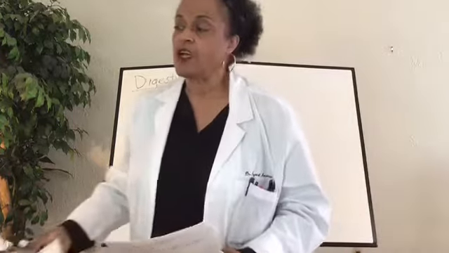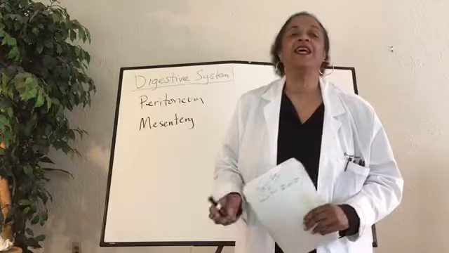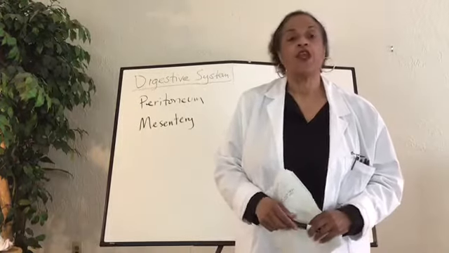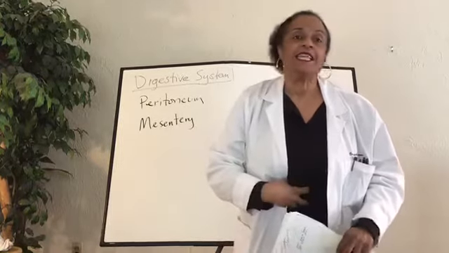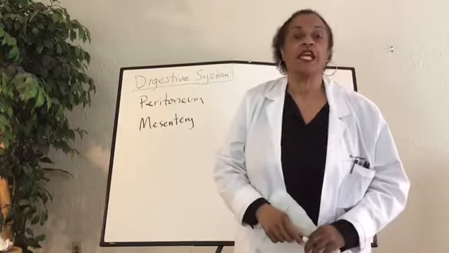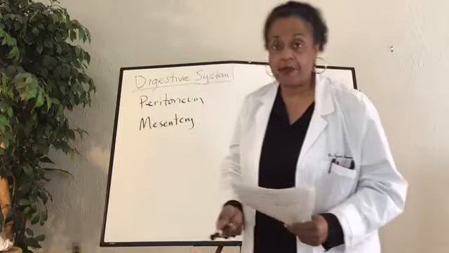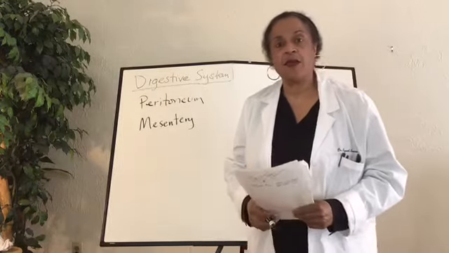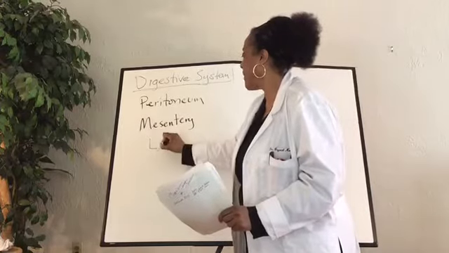All right, let's talk about the largest organ in the body, which is the liver. We know the largest organ of the body is skin, but now we're going inside, in the abdominal cavity, and the largest organ there is the liver. So the liver is the largest gland in the body. It weighs about 4 pounds. So let's talk about the liver.